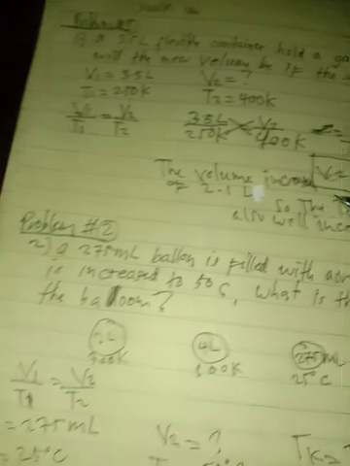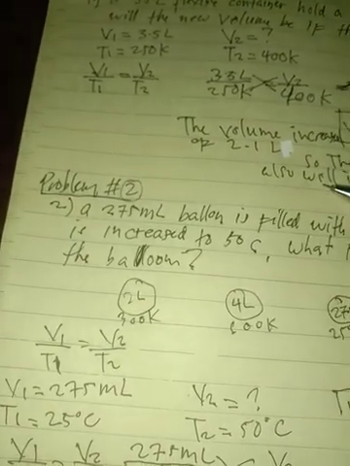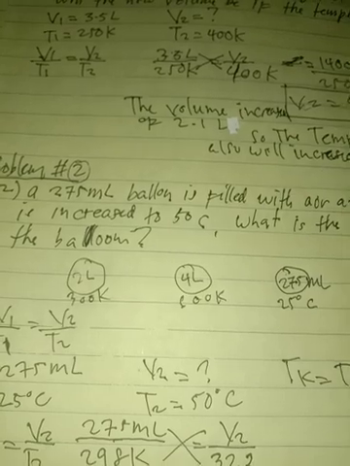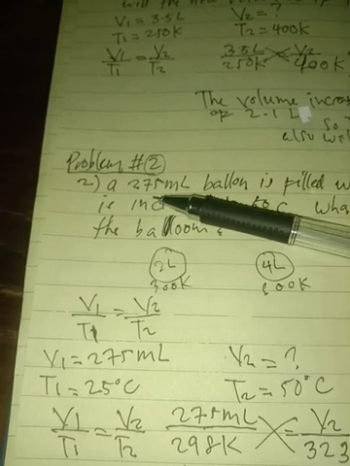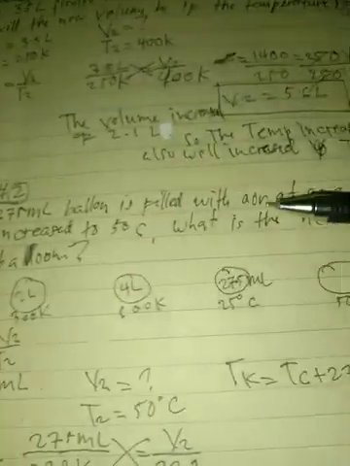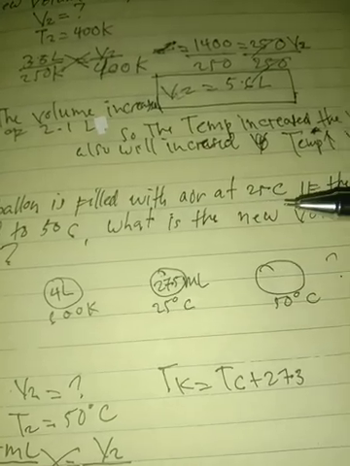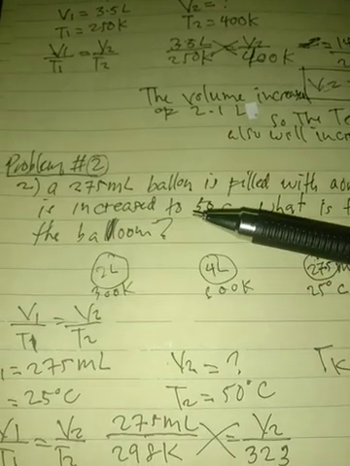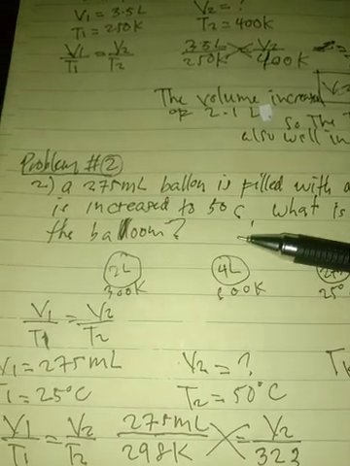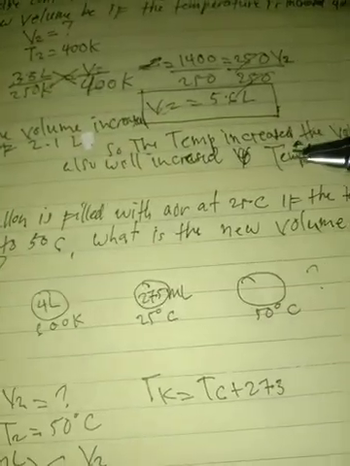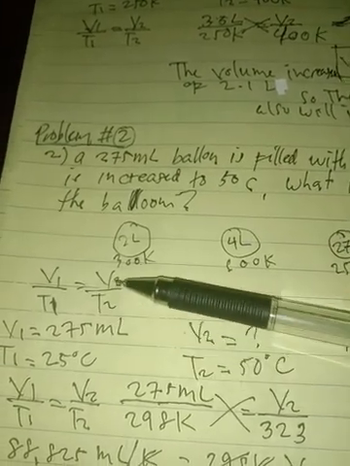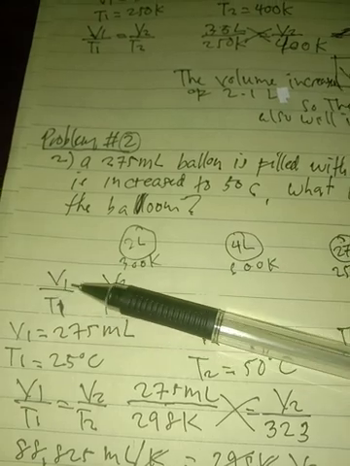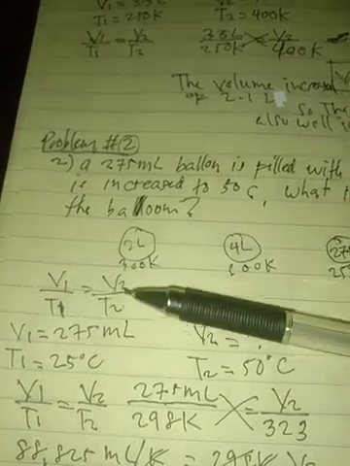So now the next is problem number 2. A 275 ml balloon is filled with air at 25 Celsius. If the temperature is increased to 50 Celsius, what is the new volume of the balloon? So now we are going to write here the equation. V1 over T1 equals V2 over T2.